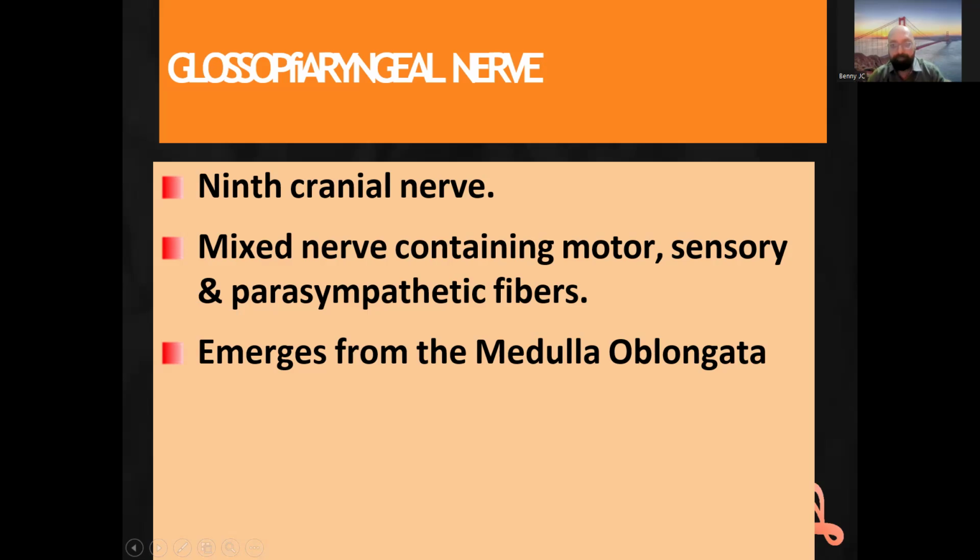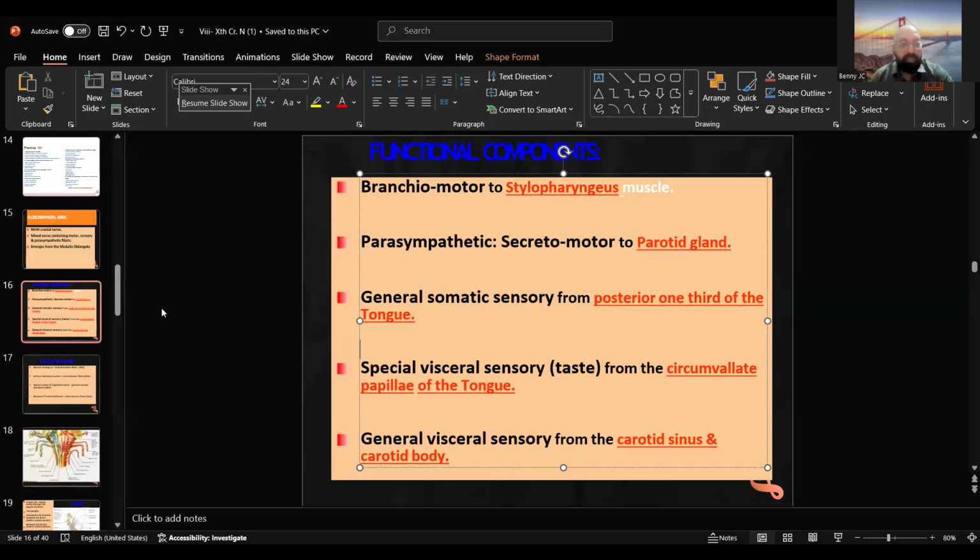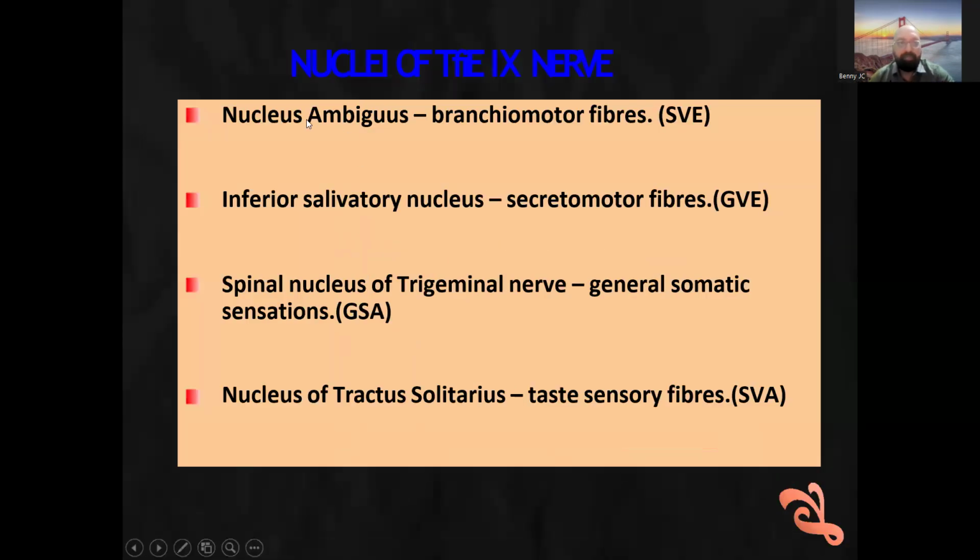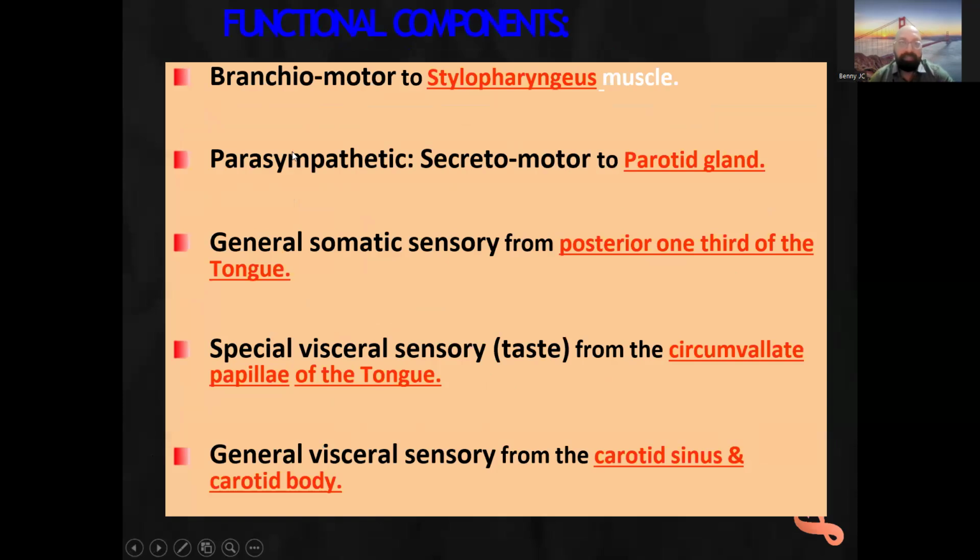So let us see the basic functions with regard to the functional components of the glossopharyngeal nerve. So for the glossopharyngeal nerve, the nucleus ambiguus is one of the nuclei that we see. But before that, let's see the functional components. So one is the branchiomotor. That is related to the branchial arch muscle, that is the stylopharyngeus muscle.